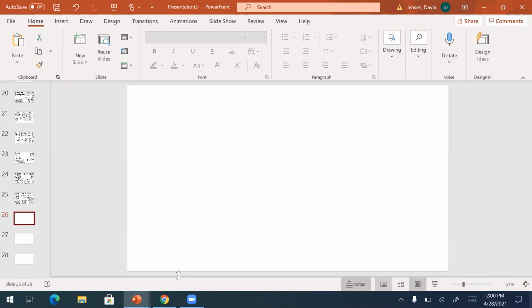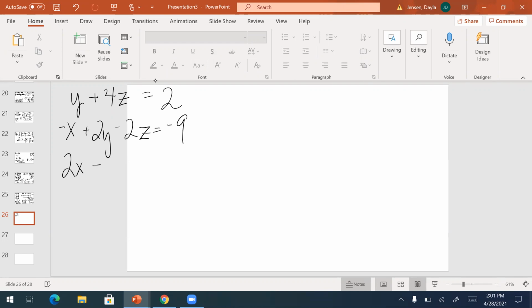So here's another 3 by 3. Y plus 4z equals 2. Well, I say it's a 3 by 3. It's not really, but it's 3 equations, 3 variables. I guess I could call it 3 by 3 if I put in 0x. And the next equation is minus x plus 2y minus 2z equals negative 9. And then I get 2x minus 4y plus z equals 15.